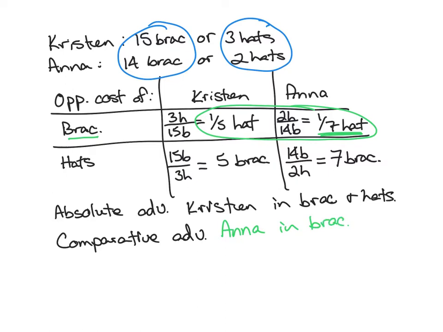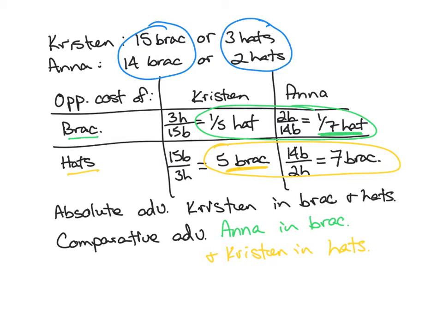Okay, and if we take a look at hats, for Kristen, for every hat she produces, she gives up 5 bracelets. For Anna, it's 7 bracelets. So Kristen clearly has the comparative advantage in producing hats. Okay, so this is really interesting. Even though Kristen has an absolute advantage in both items, she only has a comparative advantage in one of the items.